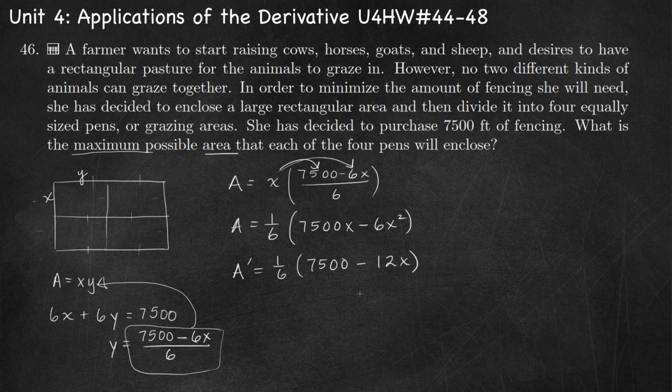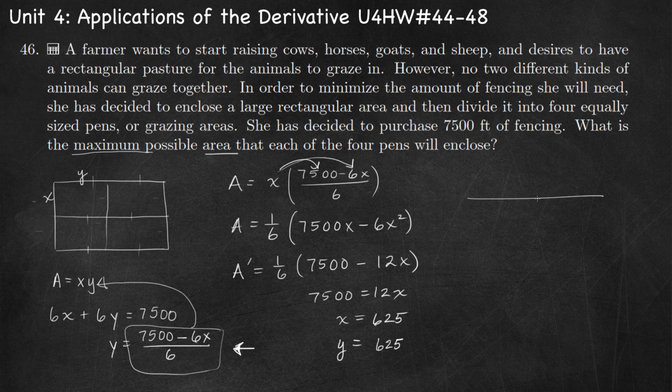We want to know where that derivative is equal to 0. Well, that's going to be wherever 7,500 minus 12x is 0. So 7,500 equals 12x. So x equals 7,500 over 12, or 625. Now we can solve for y using this equation here. So (7,500 minus 6 times 625) all over 6 is also equal to 625.